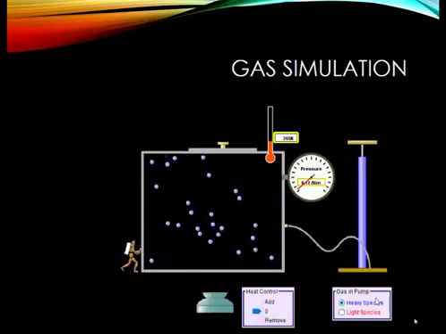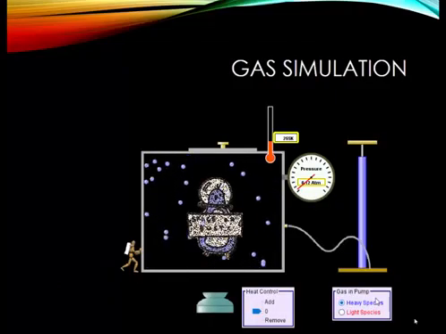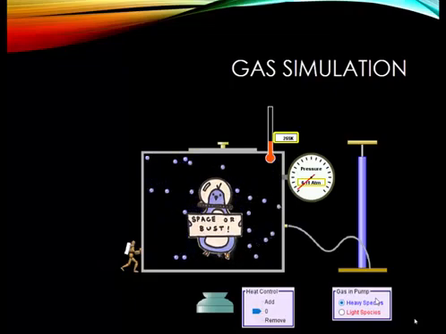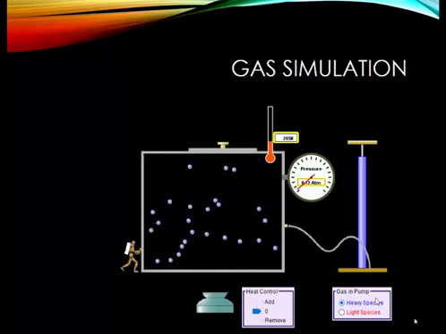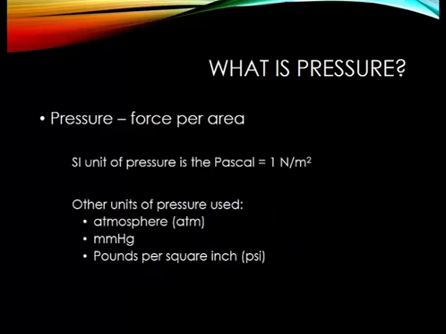Looking again at our simulation, if an intergalactic space penguin, or ISP, were to materialize in the middle of our gas, those gas particles would hit the penguin's surface. The ISP would experience an atmospheric pressure. There are several other units of pressure, some of which you have heard of or worked with before. These include ATM, the unit atmosphere, millimeters of mercury, or pounds per square inch, PSI.